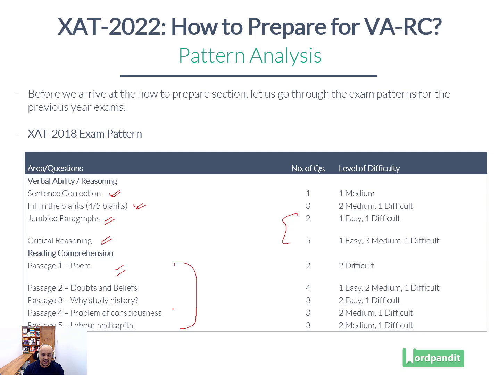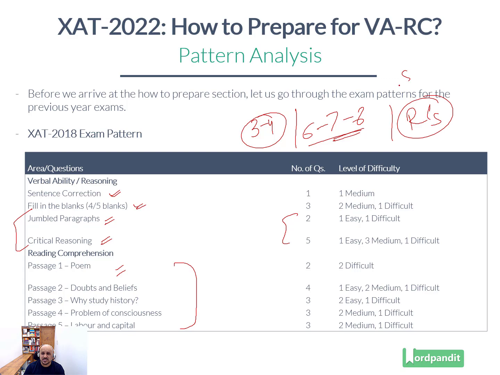Barring 1 year, the majority of these exams have had 3 to 4 vocab and grammar questions combined. So that's the maximum level. They've had anywhere between 7 to 8 questions on para-jumbles and critical reasoning, at times even 6. So 6 to 8 is the number within which the para-jumbles and critical reasoning portion fluctuates. And you've got 5 to 6 RCs with 1 poem. So that's the consistent pattern that the exam adopts.